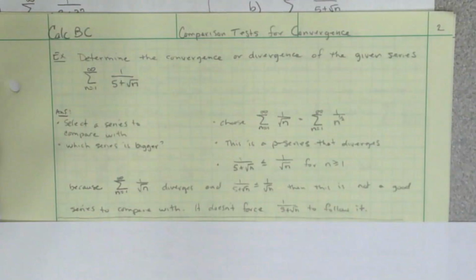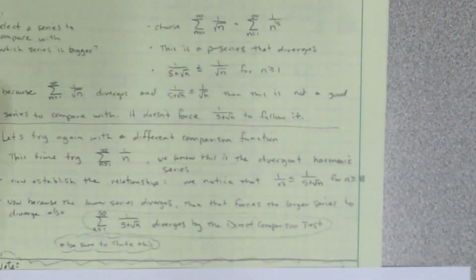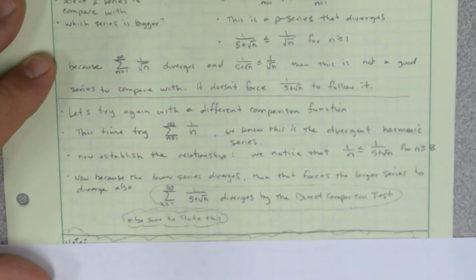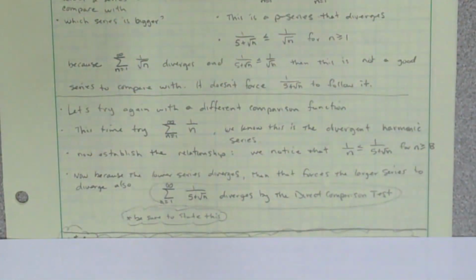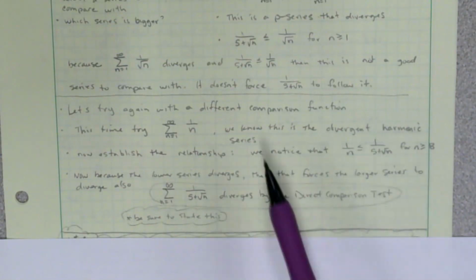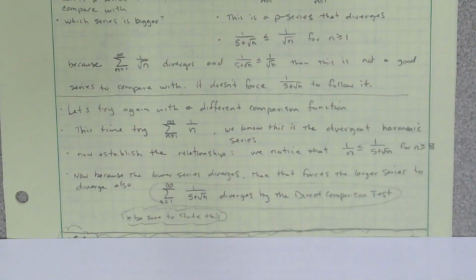Okay? So let's look at the next part of this. And you can see that that's where we're going to be heading here. Kind of discussing what we just discovered up here. Let's try again with a different comparison function. This time let's try 1 over n. Okay, the series 1 over n. We know that this is a divergent harmonic series. This is the harmonic series, so we know it's divergent.